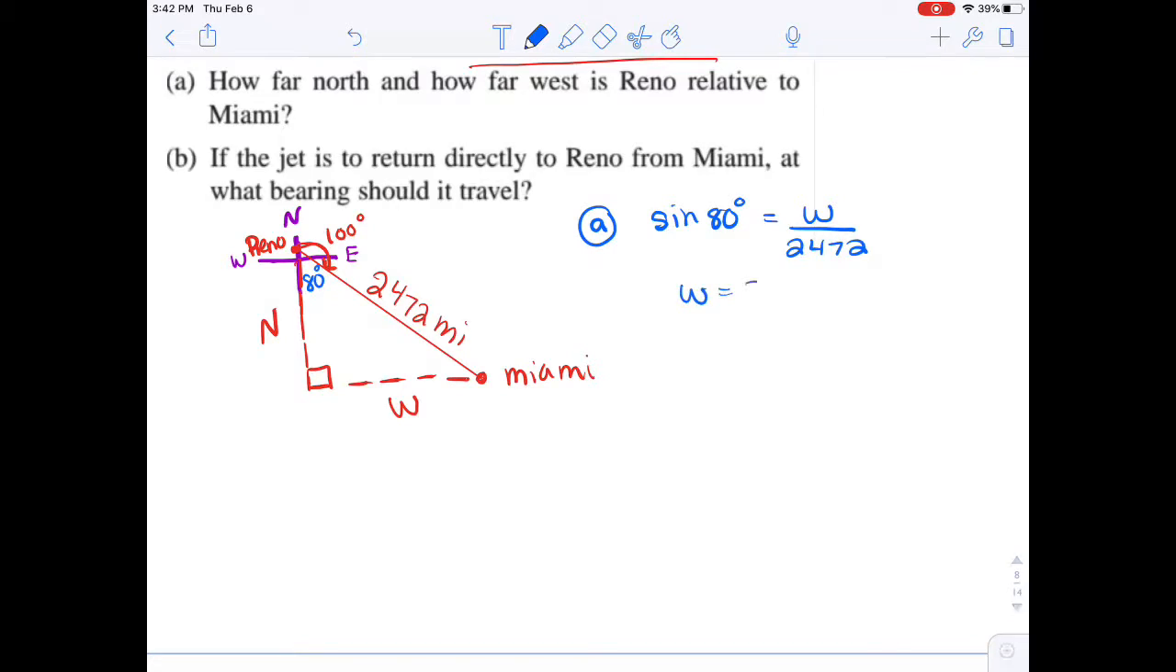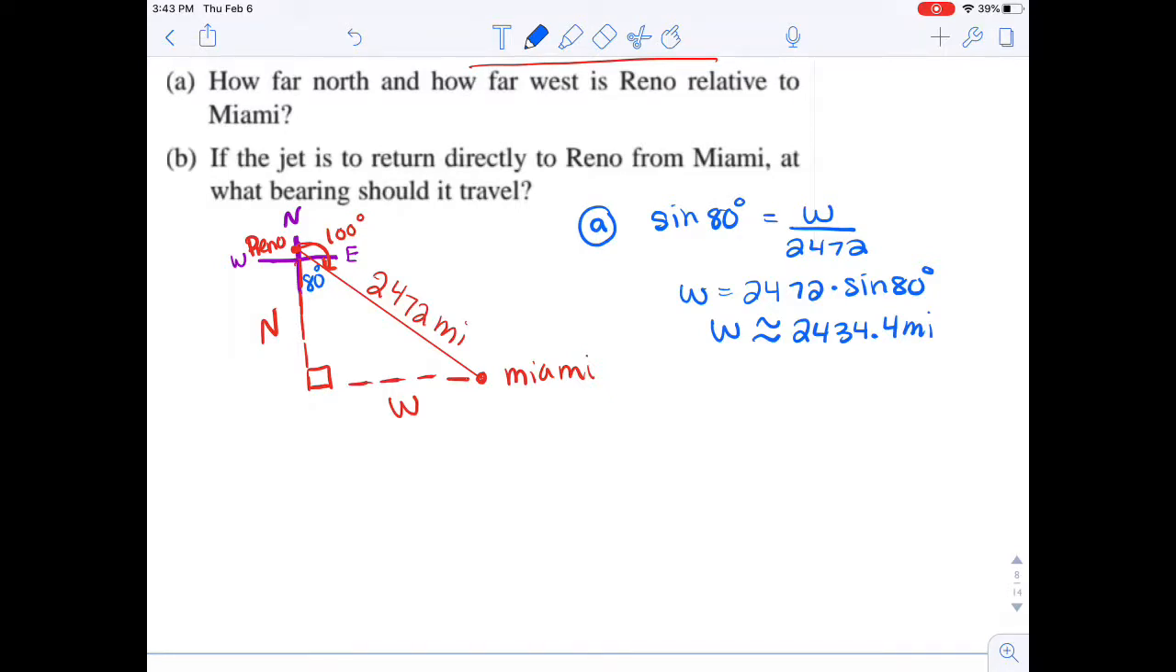So W would equal 2,472 times sine of 80 degrees. W is approximately, if you put that in your calculator, 2,434.4 miles. All right, how far west did we travel? That we just answered.